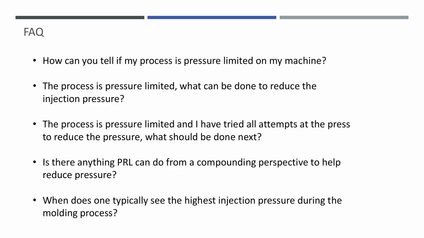Nice. The process is pressure limited, and I've tried all the attempts at the press to reduce pressure. What should be done next? The next step that should be taken is conducting a pressure loss study and pinpointing those areas of flow restrictions. Once you locate those restrictions, address them by increasing their size. If they're still limited, try running in a machine with a higher injection pressure limit range.